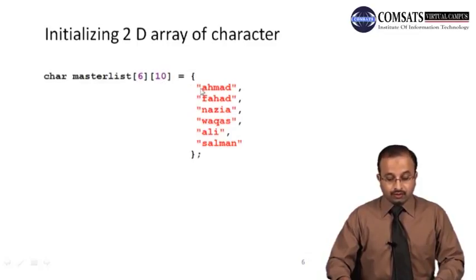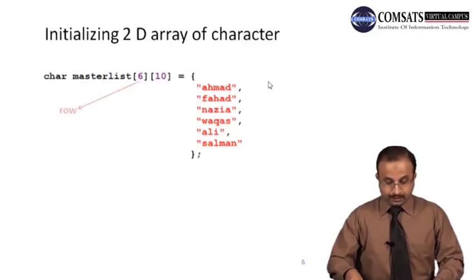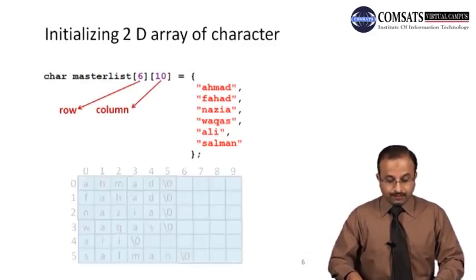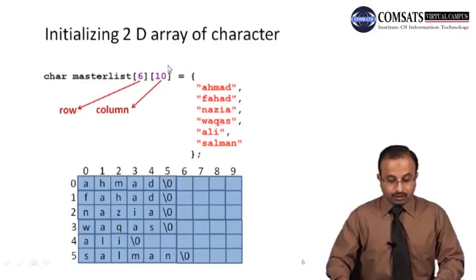So 6 rows: in row number 1 the name Ahmed will be stored, row number 2 Fahad, 3 Nazia, 4 Waqas, 5th Ali, and 6 Salman. So 0th index, 1, 2, 3, 4, 5, that is 6 rows. And the same is the case here with the columns. So this is row, this is column, and this is the memory mapping. So columns are 10, so 0 to 9 they are the columns.